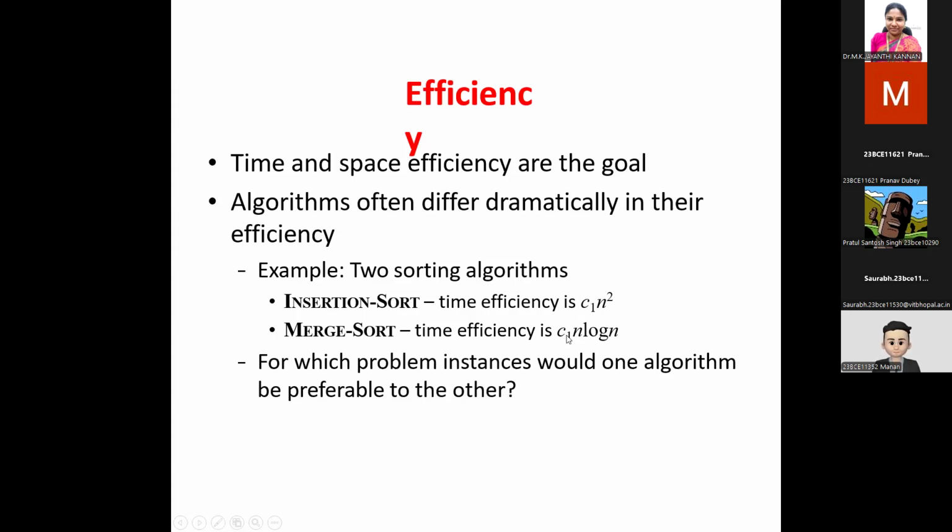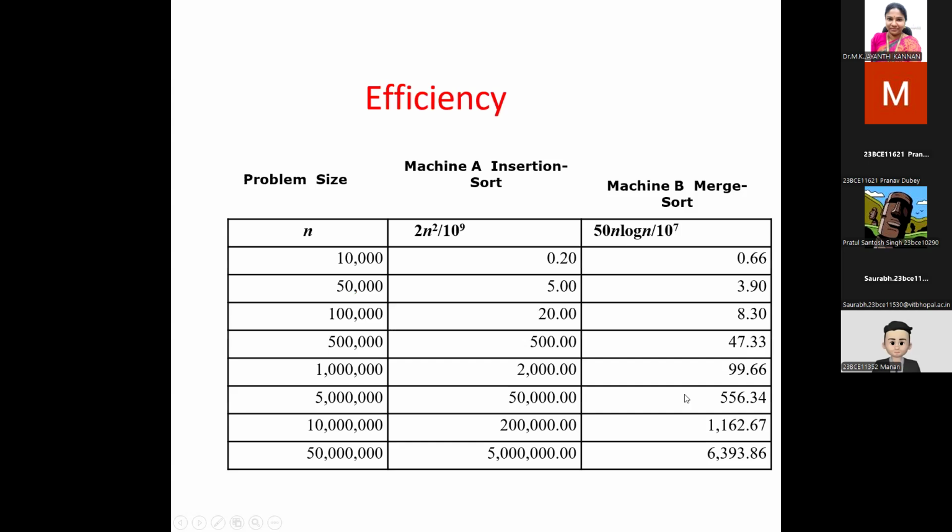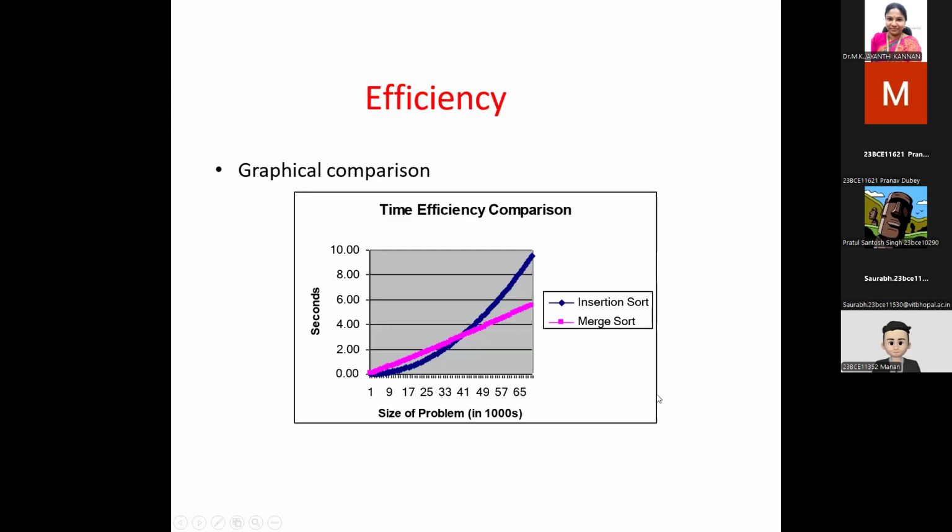But if your machine is slower, say a Pentium machine at 10 to the power of 7, then it will take a long time. Even if the algorithm is good, the machine is not good. So there are many parameters which determine the efficiency of any particular algorithm. For example, this graph gives you a comparison. All these things I added for your understanding.